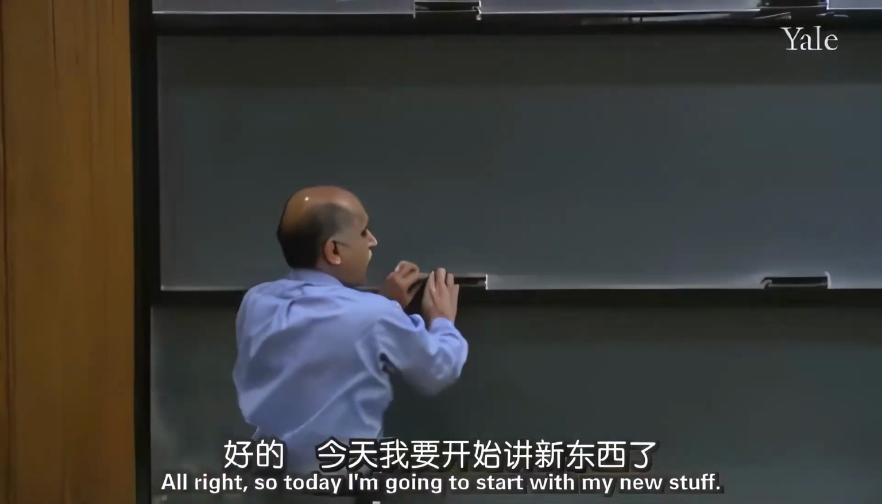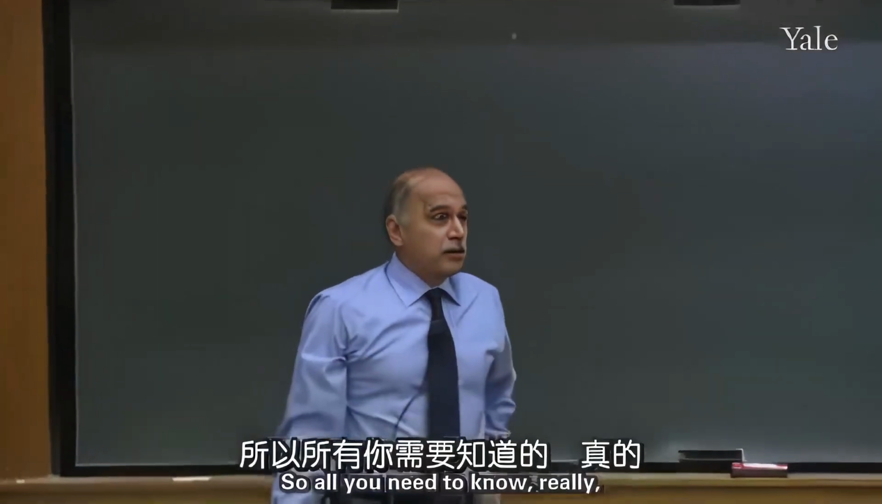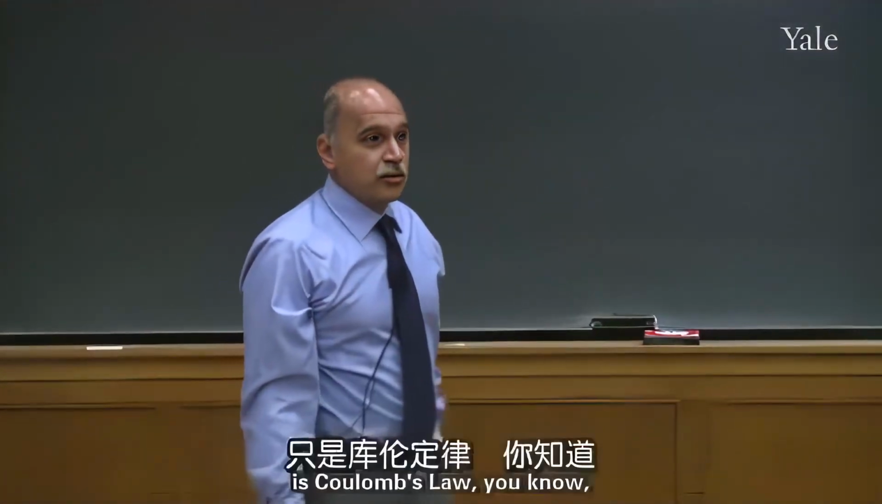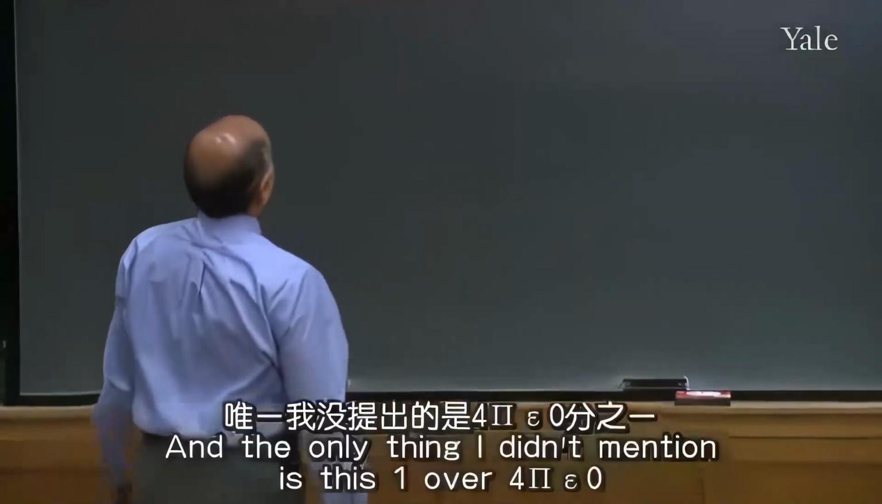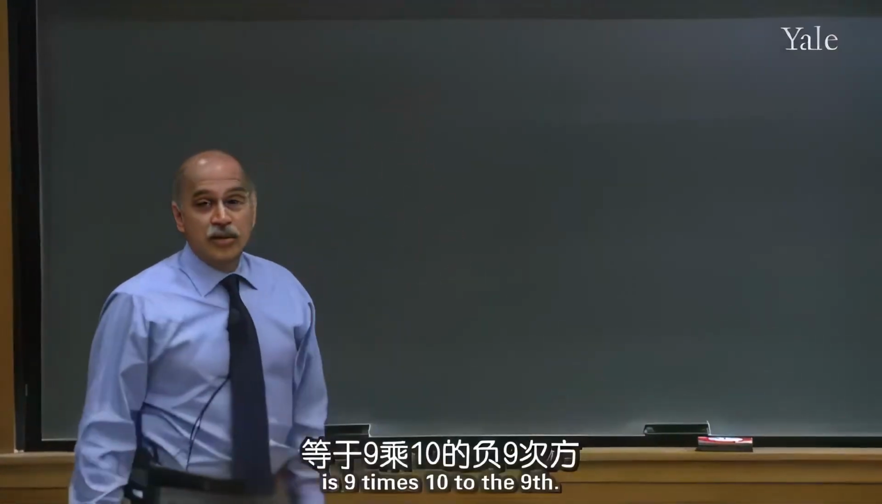All right, so today I'm going to start with my new stuff. All you need to know, really, if you want to do your problem sets and your homework, is Coulomb's law. You know, how to stick the numbers into Coulomb's law. And the only thing I didn't mention is this 1 over 4 pi epsilon 0 is 9 times 10 to the 9.